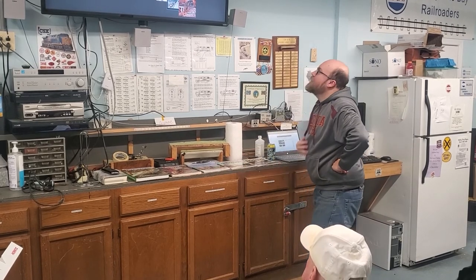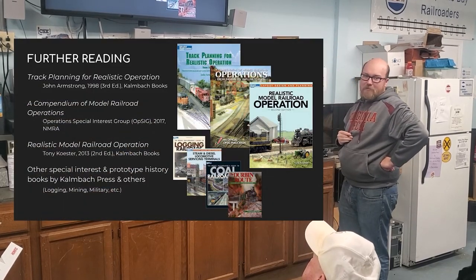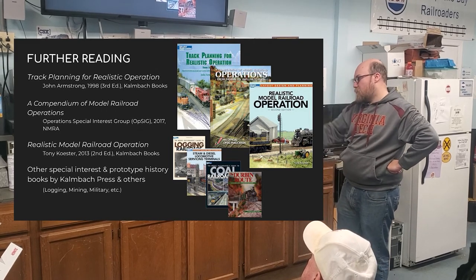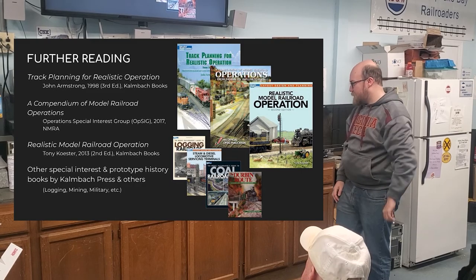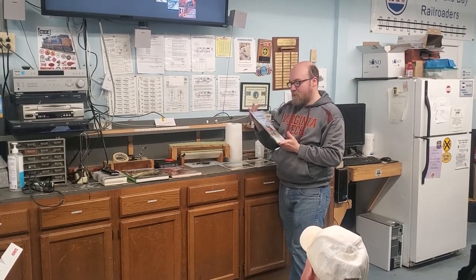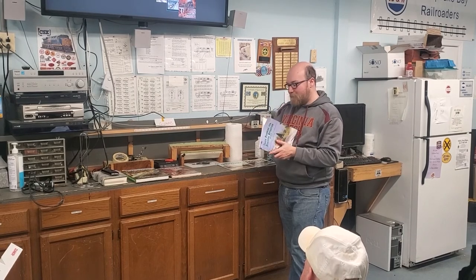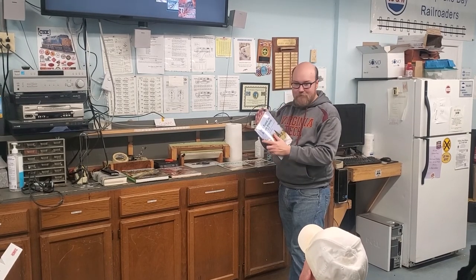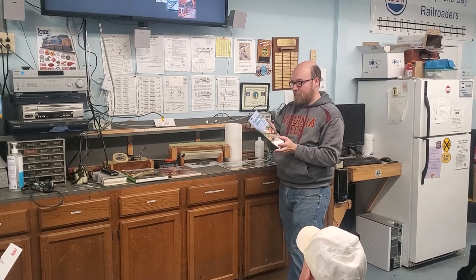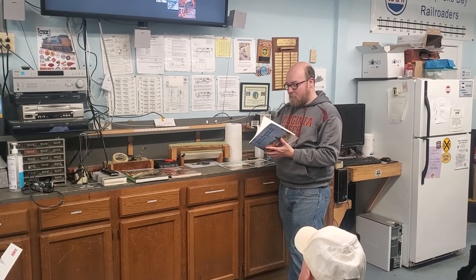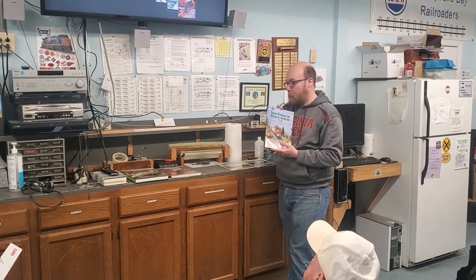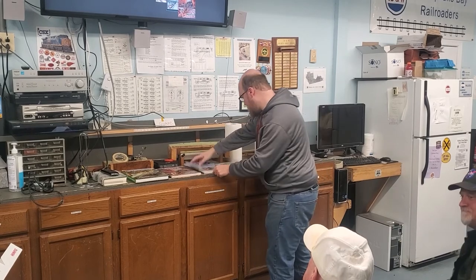Good. Yeah. All right. Well, if any of this sounds interesting to you, you want to start applying this stuff to your own layout or other layouts that you're involved in, you can see I have a whole span of books here. One I recommend to everyone is Track Planning for Realistic Operation by John Armstrong. This is an old classic. It's from like the 70s, but the latest edition is from 98. It's the Bible, not just for track planning, but for how real railroads set up their tracks. It actually explains the why. So this I recommend to everyone.